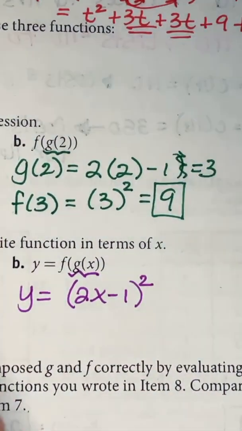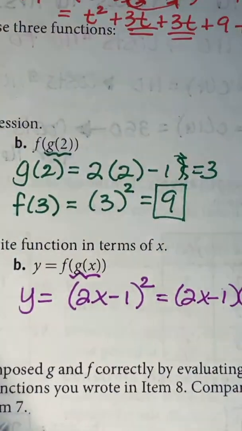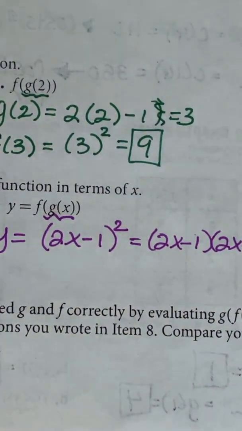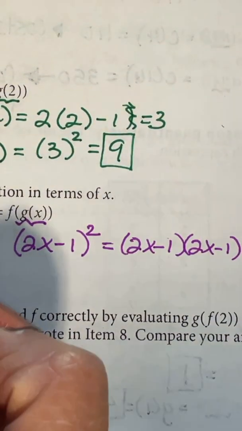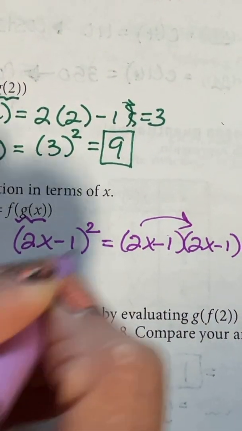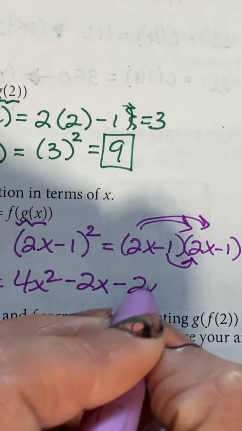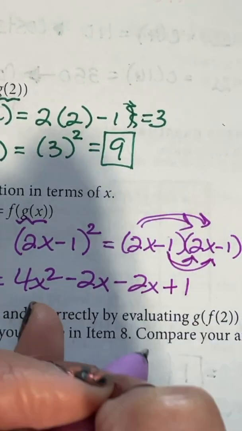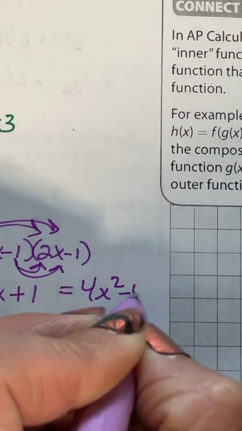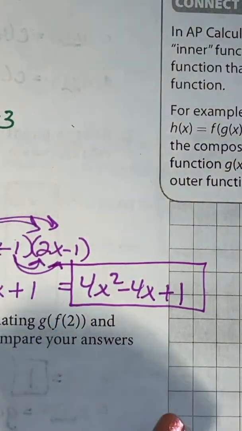So remember, 2x minus 1 quantity squared means we have 2x minus 1 times itself twice. And we need to FOIL that out. So I'm going to multiply that out where you can see it though. So 2x times 2x is a 4x squared. 2x times negative 1 is a negative 2x. Negative 1 times 2x is a negative 2x. Negative 1 times negative 1 is a positive 1. Combine like terms, and we will get that this equals 4x squared minus 4x plus 1. And that is what f of g of x equals.